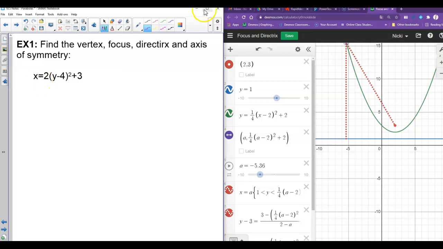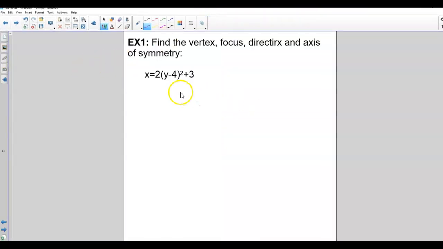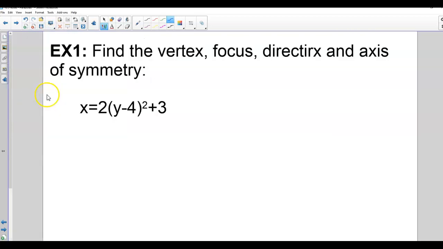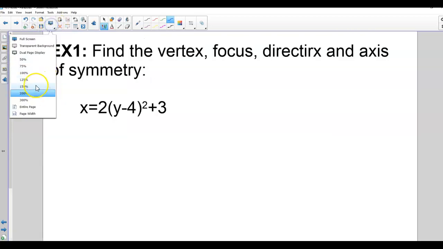So let's look at what this is going to look like as far as finding vertex, focus, directrix, and axis of symmetry. Remember, some of what you're going to have is going to be non-calculator active on this next test. So you have to be able to do this without using Desmos, which might be a little much to ask for some of us, but I think you guys can do it.